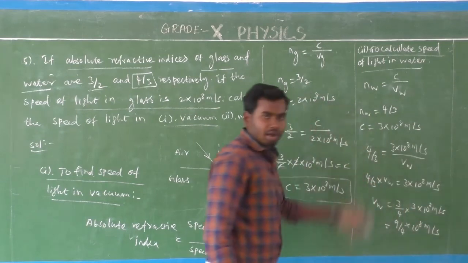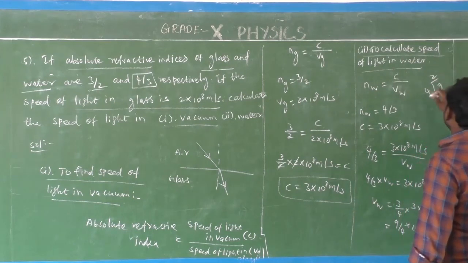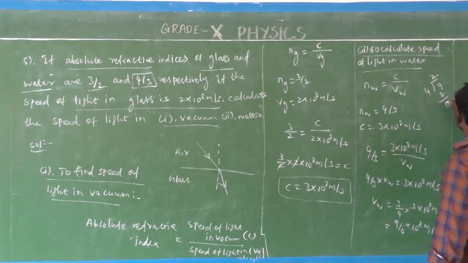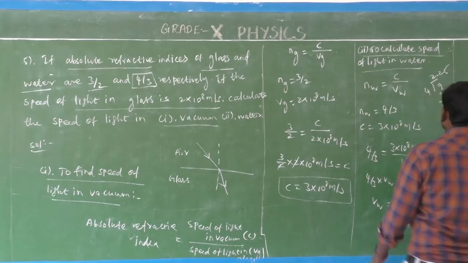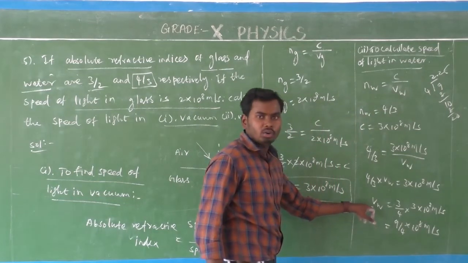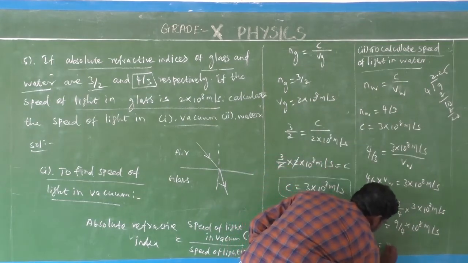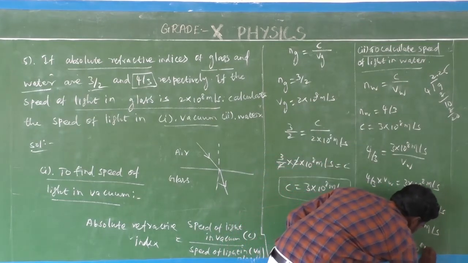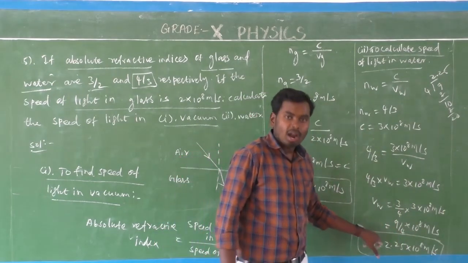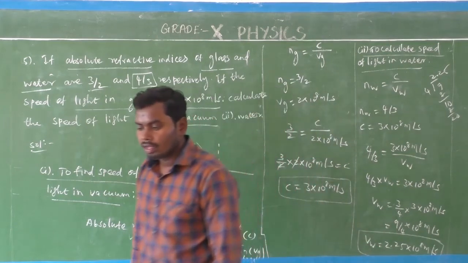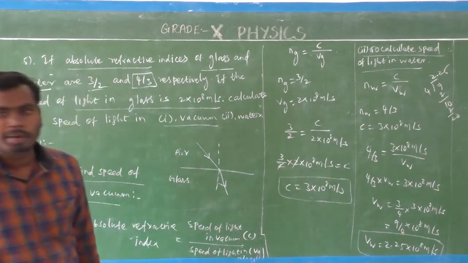Further, divide 9 by 4. 2 into 4 is 8, remaining 1. This is equal to 2.25. So listen here, the speed of light in water is equal to 2.25 into 10 to the power of 8 meter per second. So that is the speed of light in water.